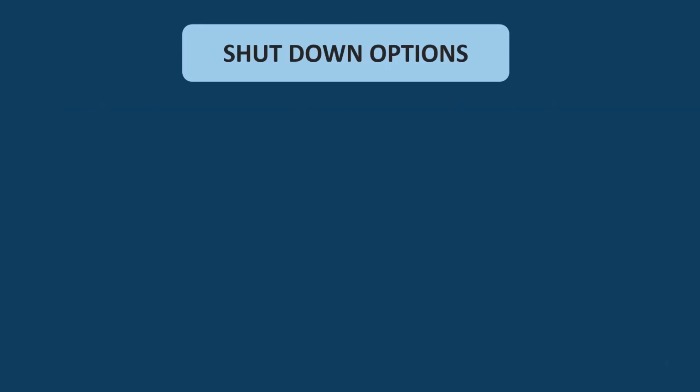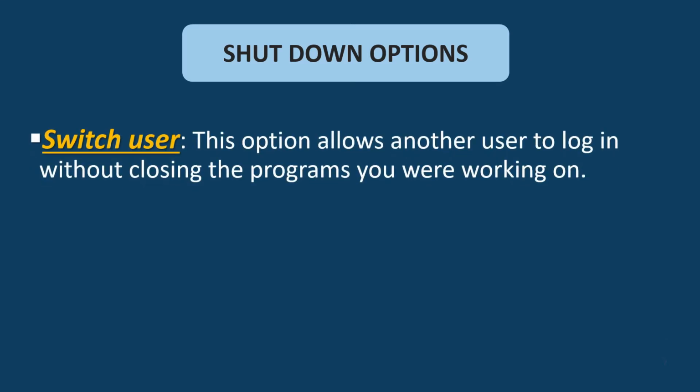Now we'll see about the shutdown options. First is switch user. This option allows another user to log in without closing the programs you were working on. Switch means sudden change. For example, in a multi-user operating system, more than one user can use the system. If one user is already using the system and another user wants to log in without closing the programs, you can use this option, that is switch user. Changing the user.